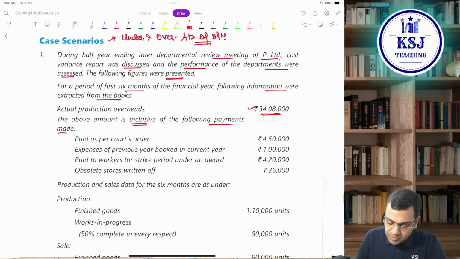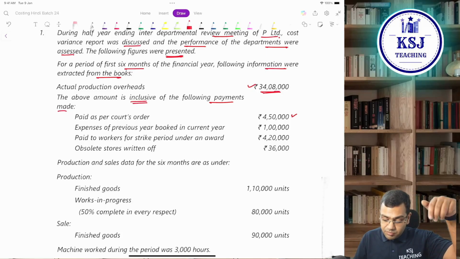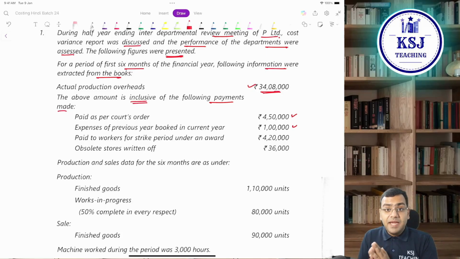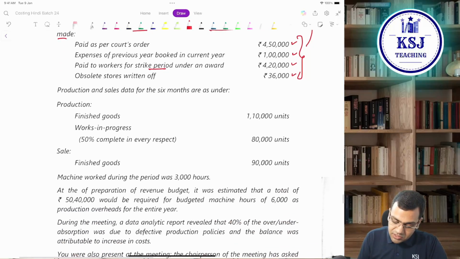Paid as per the court's order 4,50,000. Expenses of the previous year booked in the current year 1 lakh. Paid to workers for the strike period under an award 4,20,000. Obsolete stores return of 36,000. So all these amounts are included in this 34,08,000. Production and sales data for the 6 months are as under.